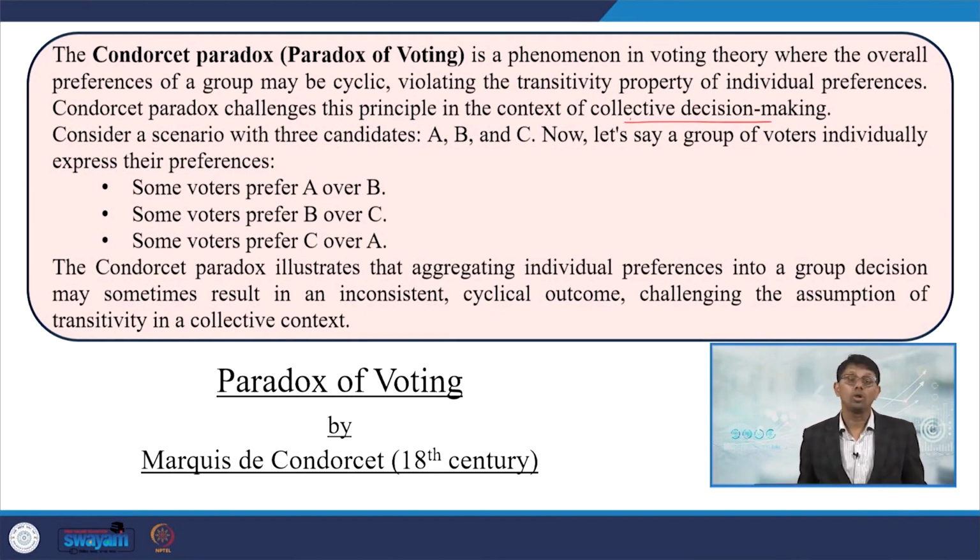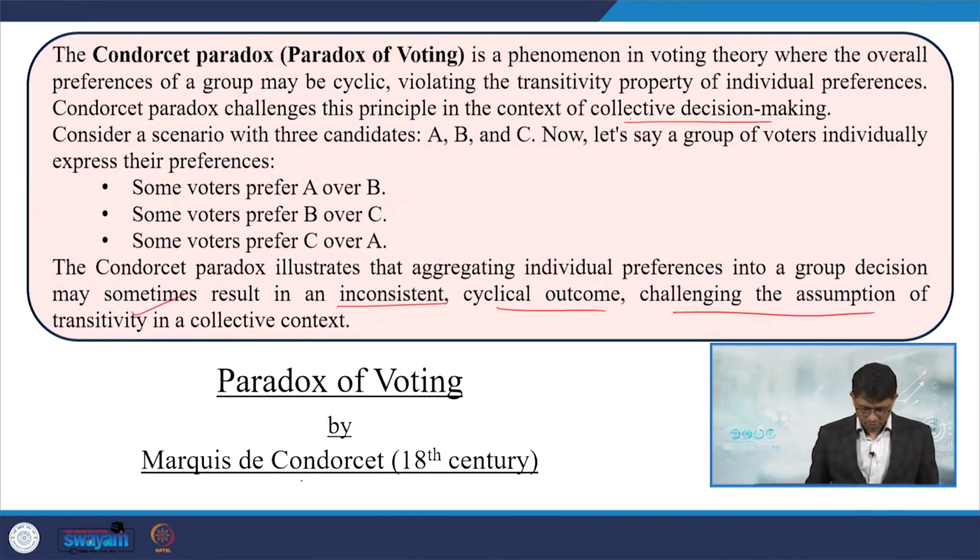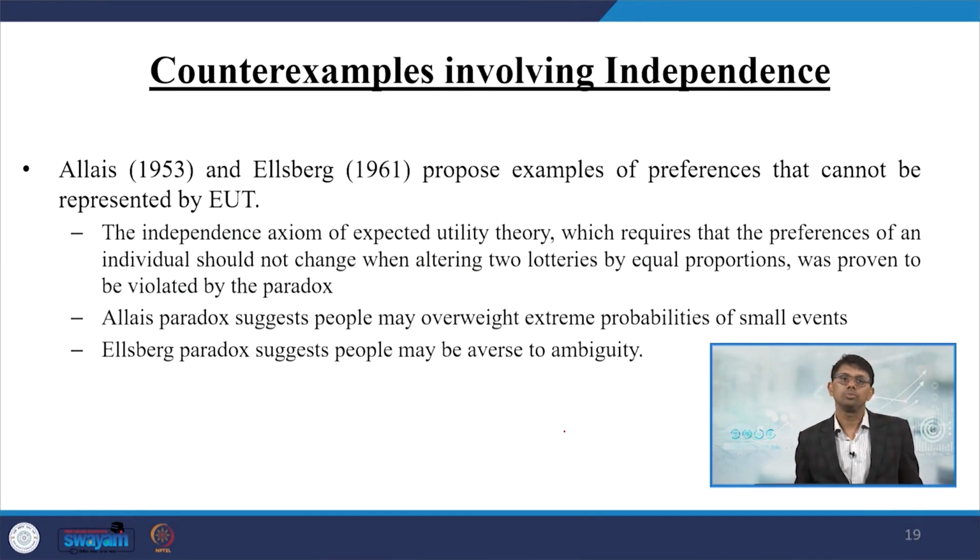The Condorcet paradox illustrates that aggregating individual preference into group decisions may sometimes result in inconsistency and cyclical outcomes, challenging the assumption of transitivity in a collective context. This is referred to Marquis de Condorcet of the 18th century contribution.